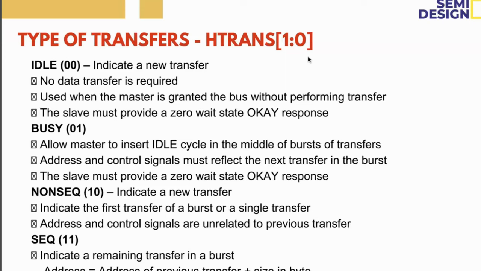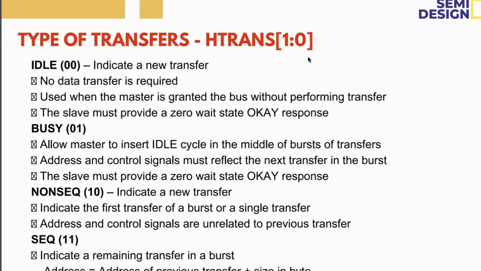And the next one is non-sequential. Non-sequential indicates a single transfer or the first transfer of a burst. And the address and control signals are unrelated to the previous transfer. Okay, what is meant by unrelated to the previous transfer?